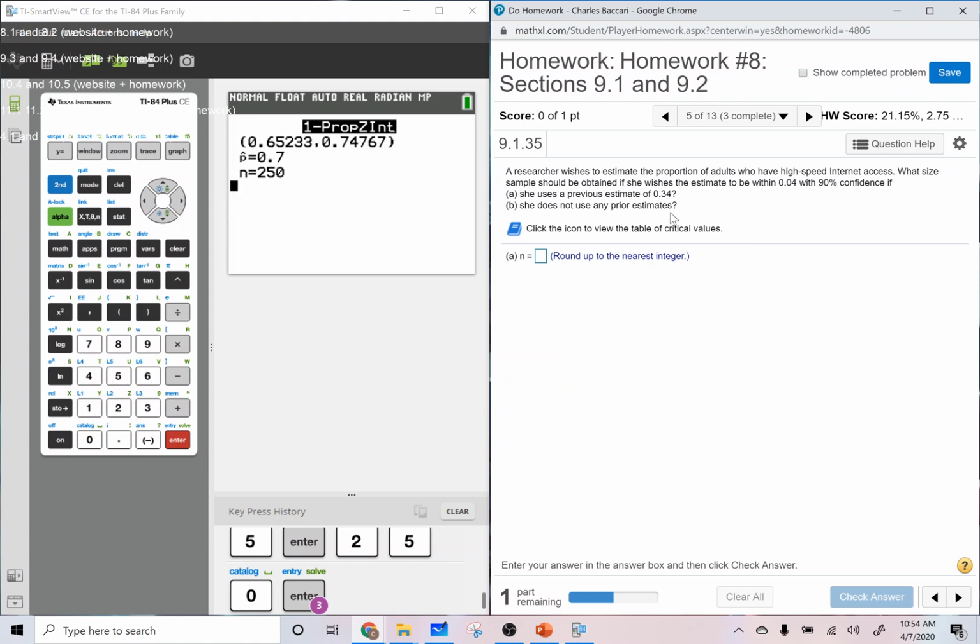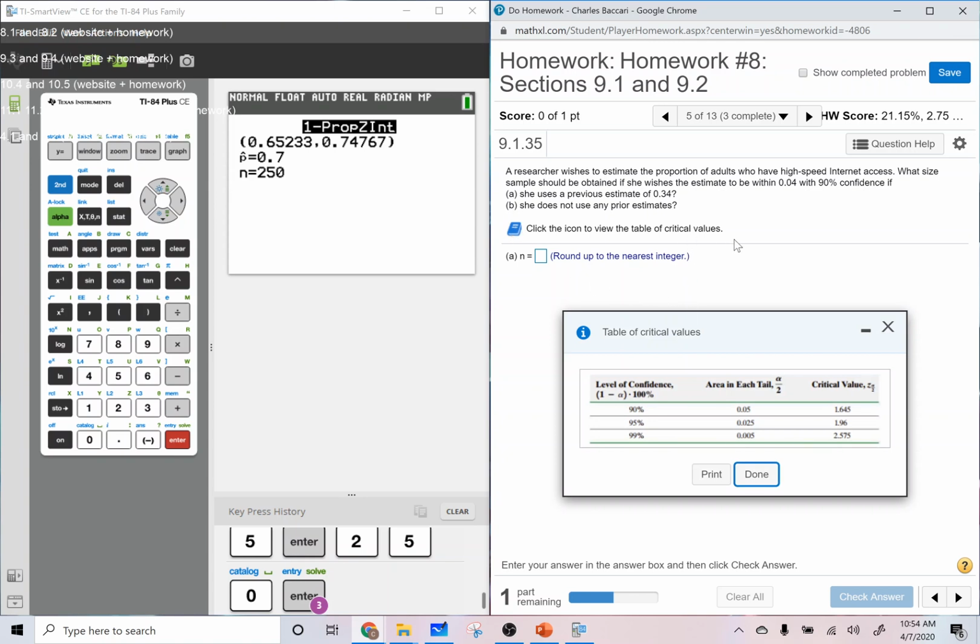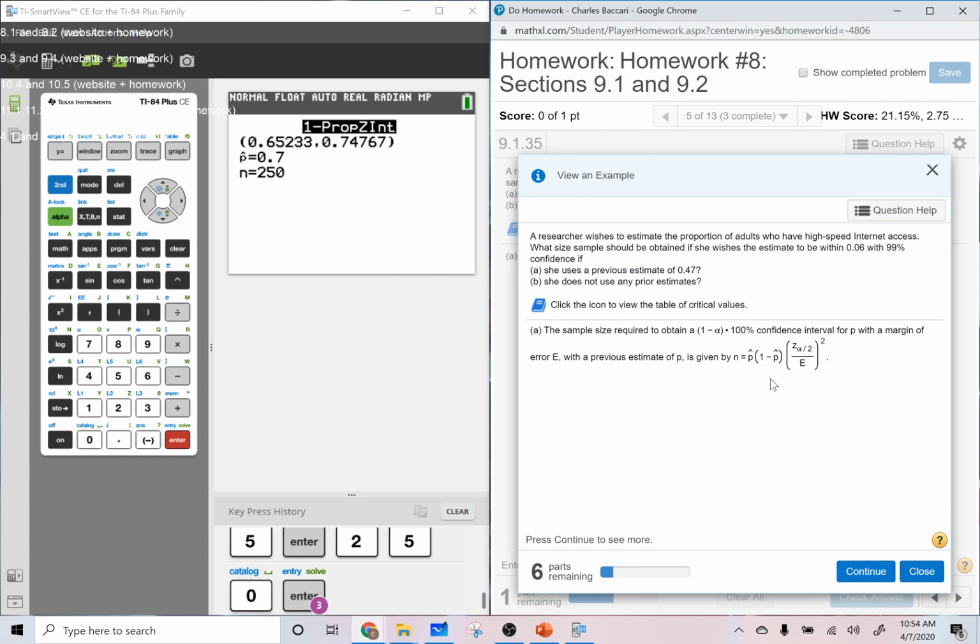This one says the researcher wishes to estimate the proportion of adults who have high-speed internet. What is the sample size? Okay, so sample size, we're going to need this table that they give us. They give us that it's 90% confident. That would be this one. So we're using the critical value 1.645. We need the formula, so let's get it from here real quick.